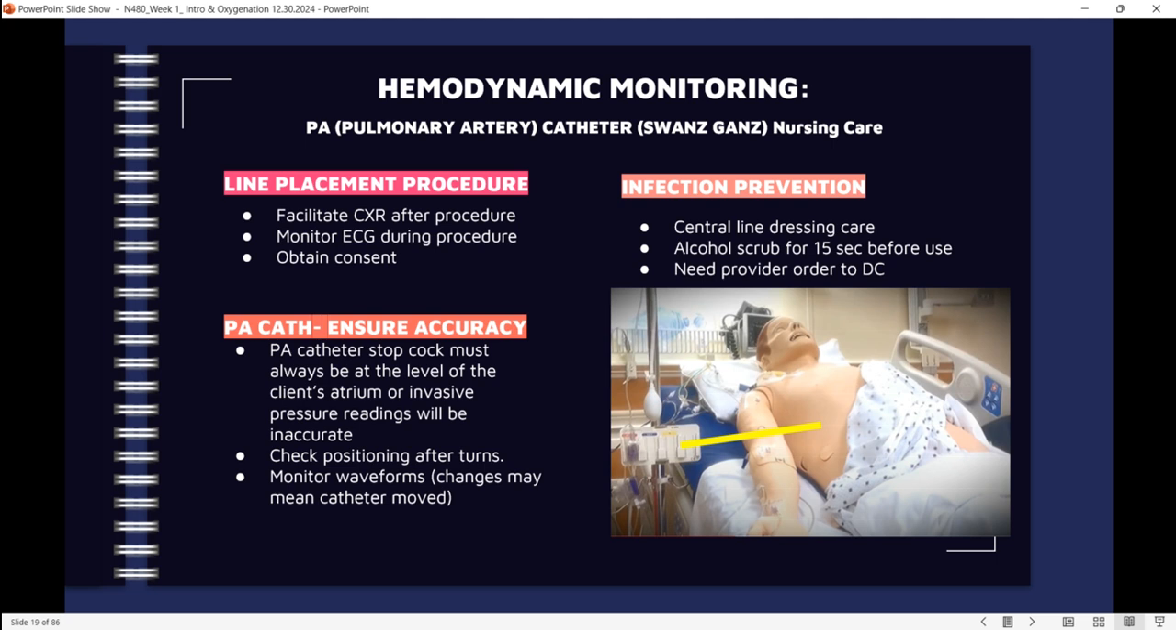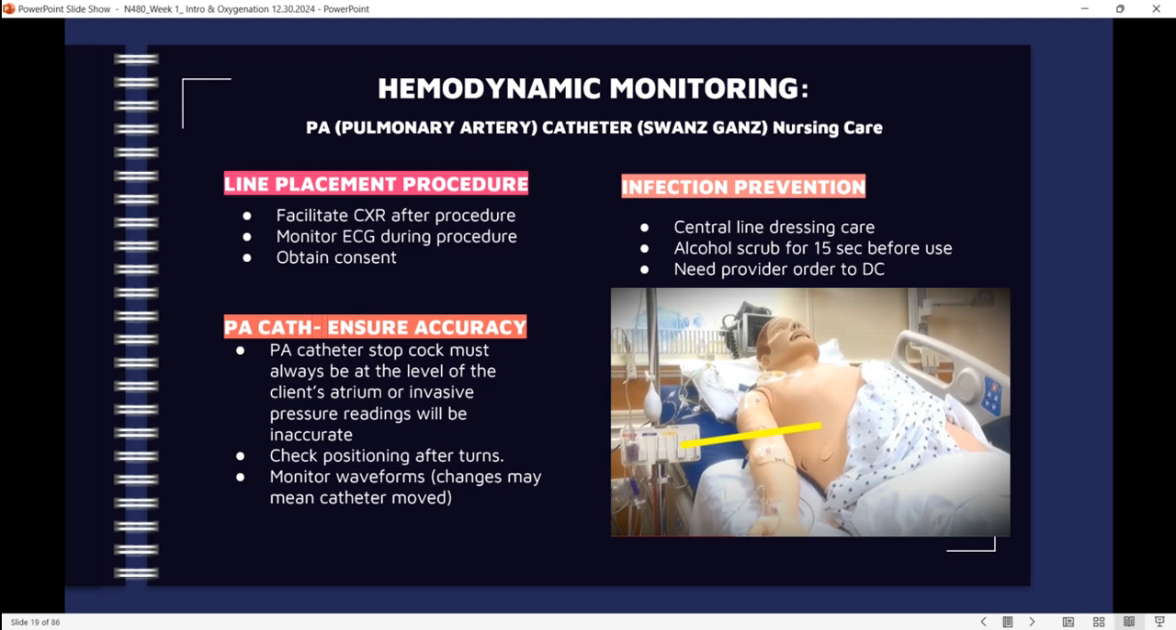Once the provider successfully places the PA catheter, a chest x-ray needs to be done post-procedure to ensure placement of that PA catheter is correct. Meaning the provider is going to be looking for it to make sure that that catheter went through the right atria, the right ventricle, and ended in that pulmonary artery, and did not move anywhere else.